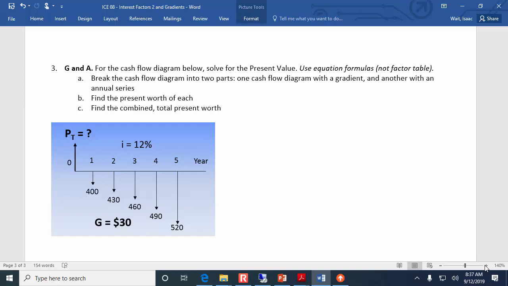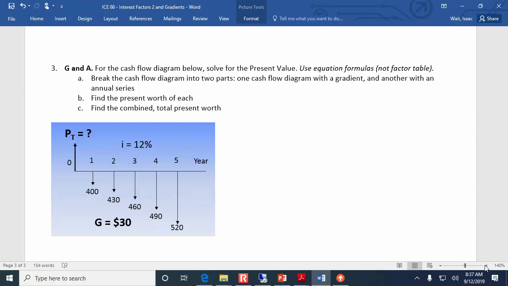So the way that we solve the first part of that combined cash flow diagram is find P given A, I equals 12%, N equals 5. All right? Simultaneously, on the same cash flow diagram, we've got a gradient. Okay, so what does that gradient look like? All right, what is the amount of G? G is 30, and when do you see G the first time?